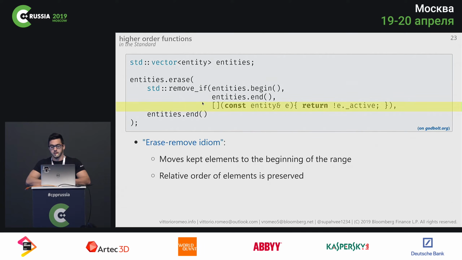In this case, the predicate is a callable object, a closure. And the predicate says, please remove everything that is not active anymore, so everything that is dead. And then this will return an iterator that, used in conjunction with the erase algorithm on the vector, will basically move all the elements that are still alive to the beginning of the vector and then destroy all the others in an efficient way. So it's not going to shift everything in an O(n^2) fashion. It's going to do it very efficiently by swapping elements.